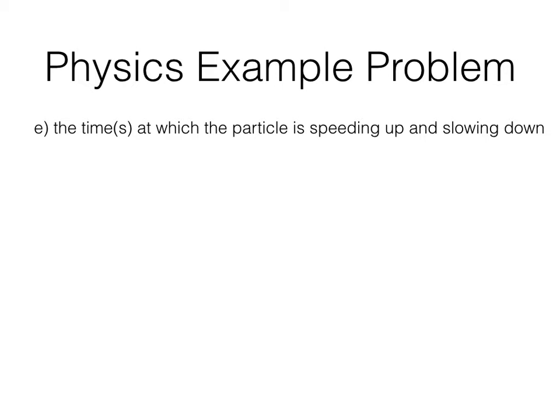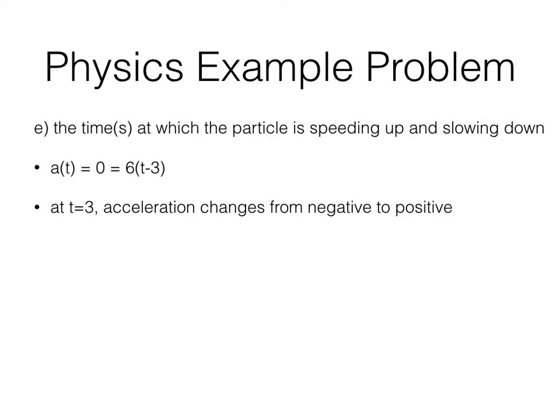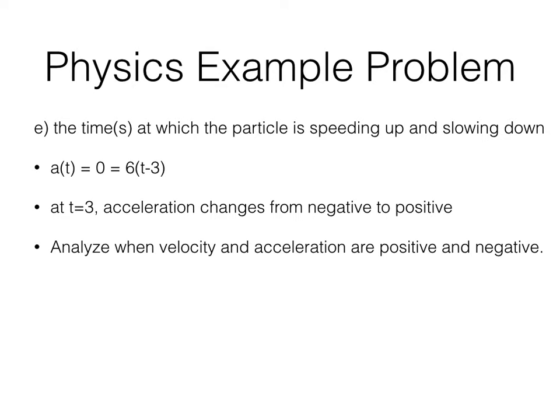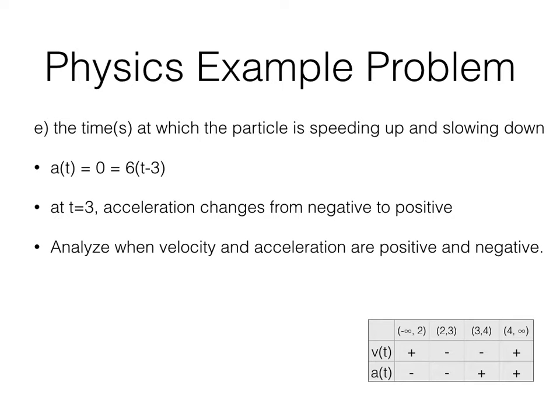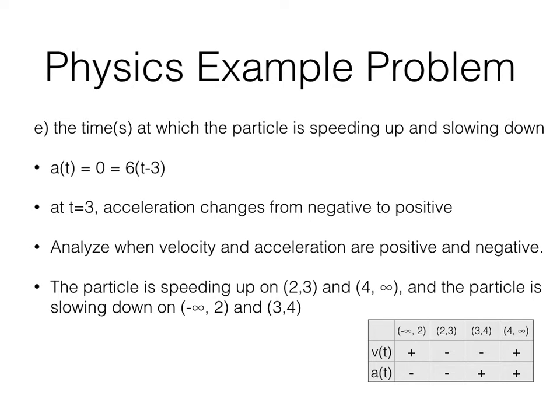Now the time at which the particle is speeding up or slowing down, a of t is equal to 0 at t equals 3. So that's when acceleration changes from negative to positive. So we're going to analyze when velocity and acceleration are positive and negative. As you can see in the chart, velocity and acceleration change from positive to negative at various times. Now, through the chart, we're going to be able to say that the particle is speeding up on t equals 2 to t equals 3 and t equals 4 to t equals infinity, and the particle is slowing down before t equals 2 and in between t equals 3 and t equals 4.